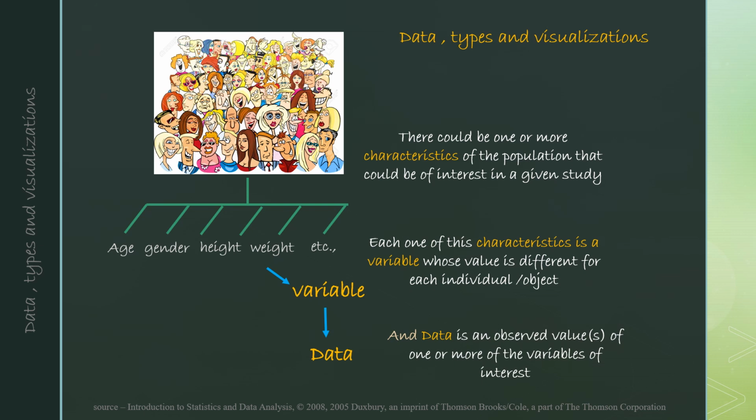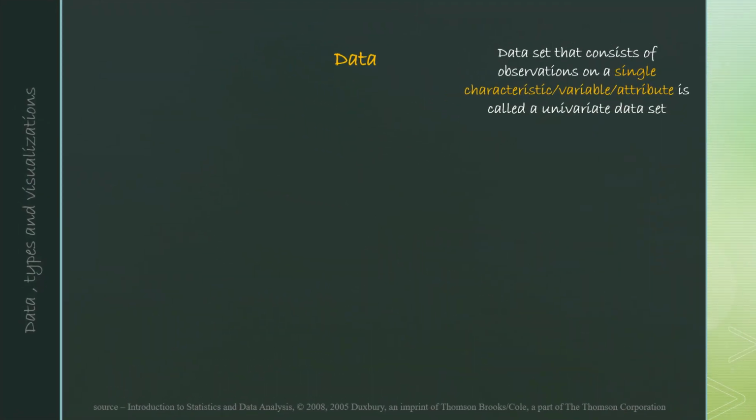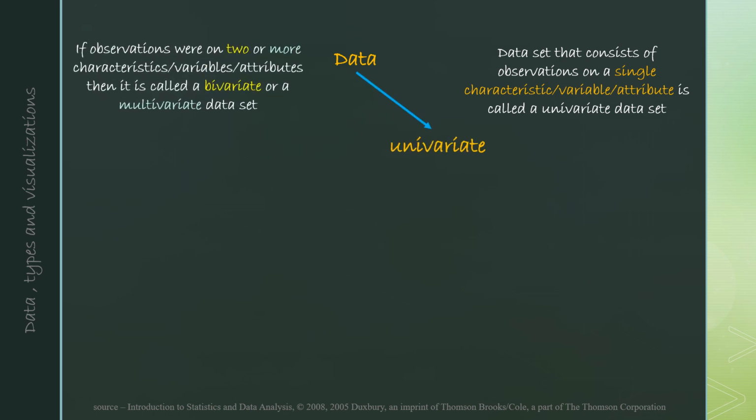Data is an observed value or values of one or more of the variables of interest. A dataset that consists of observations on a single characteristic, variable, or attribute is called a univariate dataset. If observations were on two or more characteristics, variables, or attributes, then it is called a bivariate or a multivariate dataset respectively.